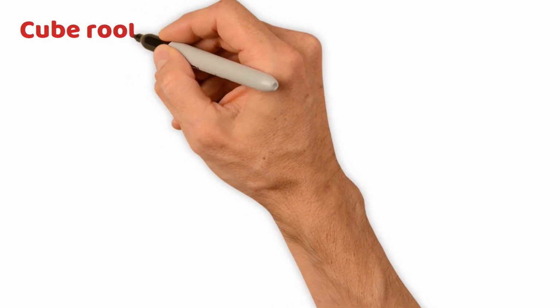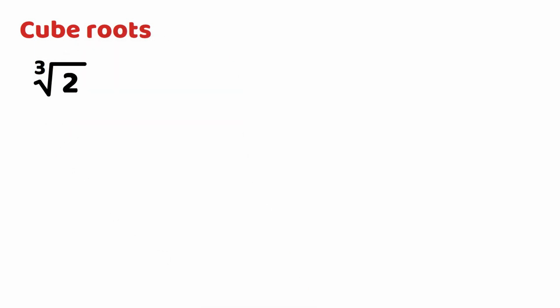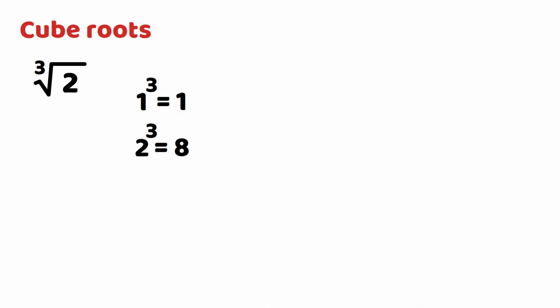In the same manner, we can think of cube roots or third roots. When we write the cube root or the third root of 2, we mean to find a number that when cubed, or when raised to the third power, will result in 2. Since 1 to the third power is 1 and 2 to the third power is 8, the number needs to be somewhere between 1 and 2.